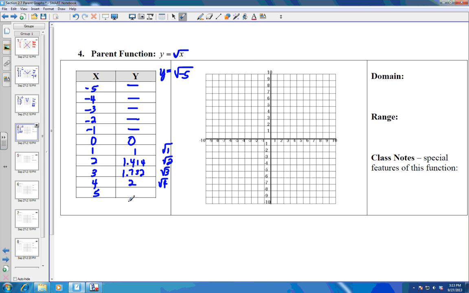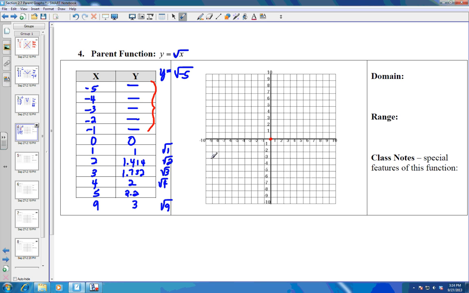Square root of 5, we don't know. Okay, so square root of 5 is 2.2 something. Another one that I might add to this is 9, because I know the square root of 9 is 3. Okay, so these points right here, I'm not going to have any points there, okay, because I don't have a y value.